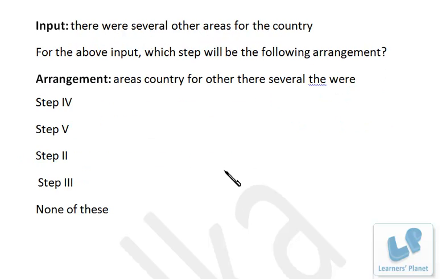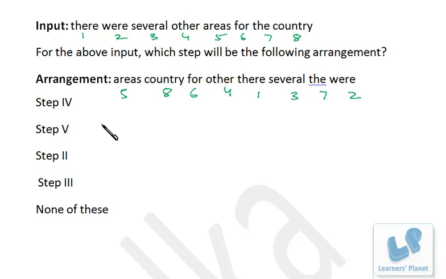Now let's try this question. Here this input is given, and this arrangement is given. We have to find out which step this arrangement is. So to make the problem simpler, I give them the numbers 1, 2, 3, 4, 5, 6, 7, and 8, and give the numbers to this output also. Areas is 5, country is 8, 4 is 6, others 4, there is 1, several is 3, the is 7, and were is 2, right?